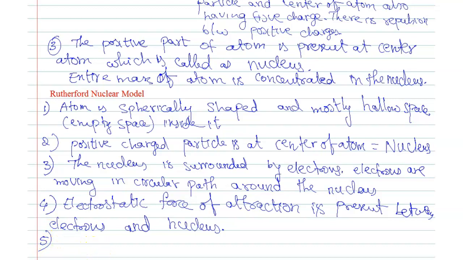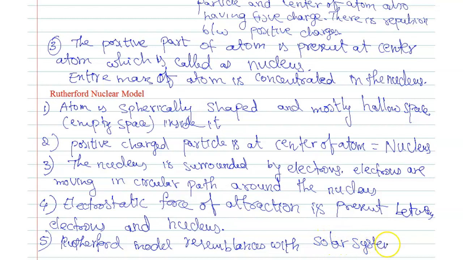So actually this Rutherford model seems to be a solar model. The Rutherford model resembles the solar system. He compared the electrons revolving around the nucleus with a solar system, that means planets revolve around the sun like that. That's why this is called the planetary model of atom.